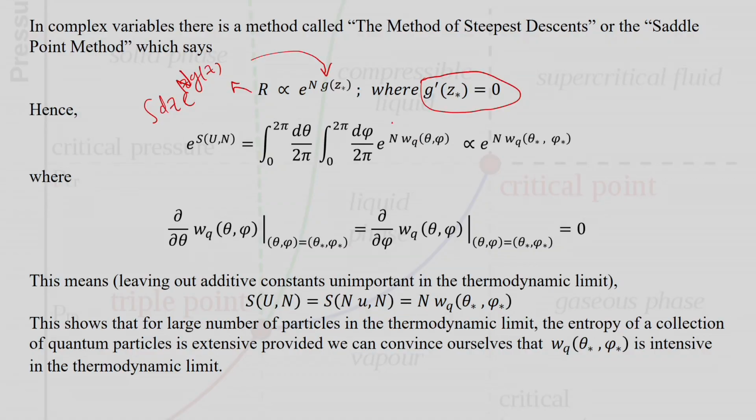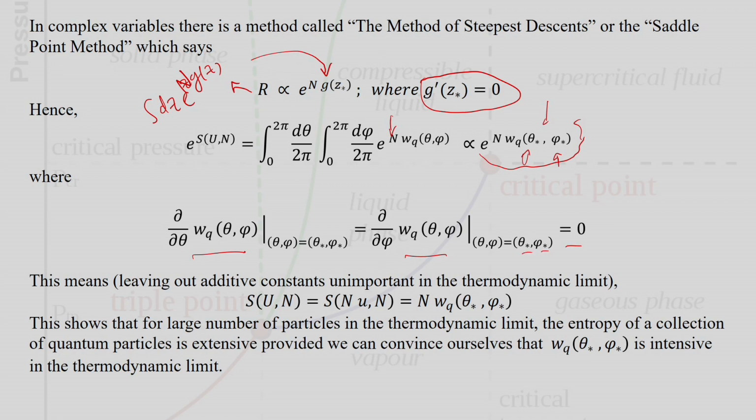So, now those details I am going to skip, why that is the case and so on. So, please look that up from your book on complex variables. So, roughly speaking, in the thermodynamic limit, this can be approximated using the method of steepest descent or the saddle point method to this expression. So, this looks very simple. I have to figure out what this theta star and phi star are, by simply equating the first derivatives to 0 at the values of theta star and phi star.